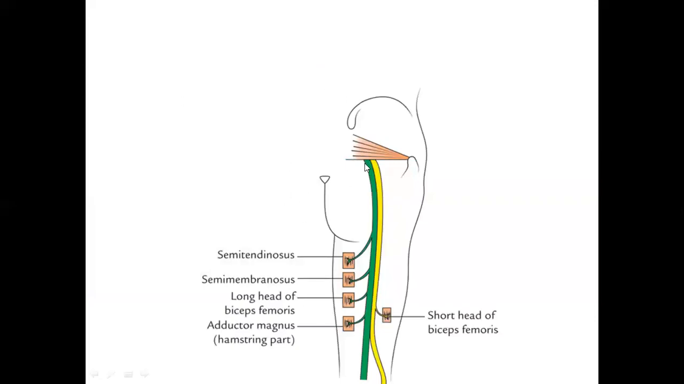So here you can see it is traveling through the gluteal region, having a tibial and common peroneal component both as a complete nerve. So here no branches in the gluteal region. As it travels down, it will give muscular branches to semitendinosus, semimembranosus, long head of biceps femoris, and adductor magnus muscle, the hamstring part. Also to the short head of biceps femoris from the common peroneal component. Then it will divide into two terminal branches.